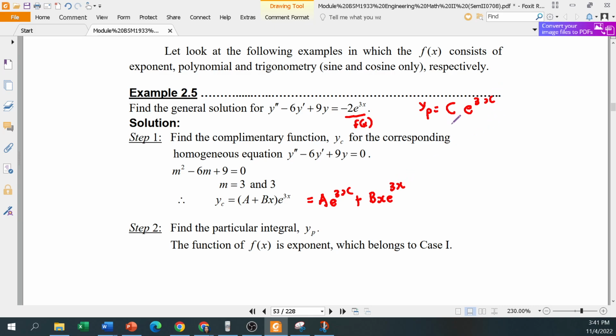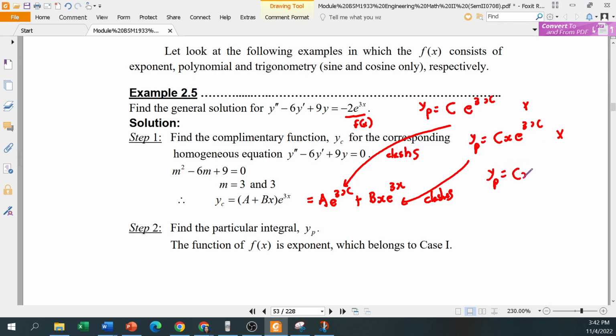So first of all, we see a clash here. So this one cannot be used. You choose yP and multiply by x, so c x e to the power 3x. Clash here. So that cannot be used either. So you should choose yP as c x squared e to the power 3x. So in this example, the correct yP that you should use is c x squared e to the power 3x.